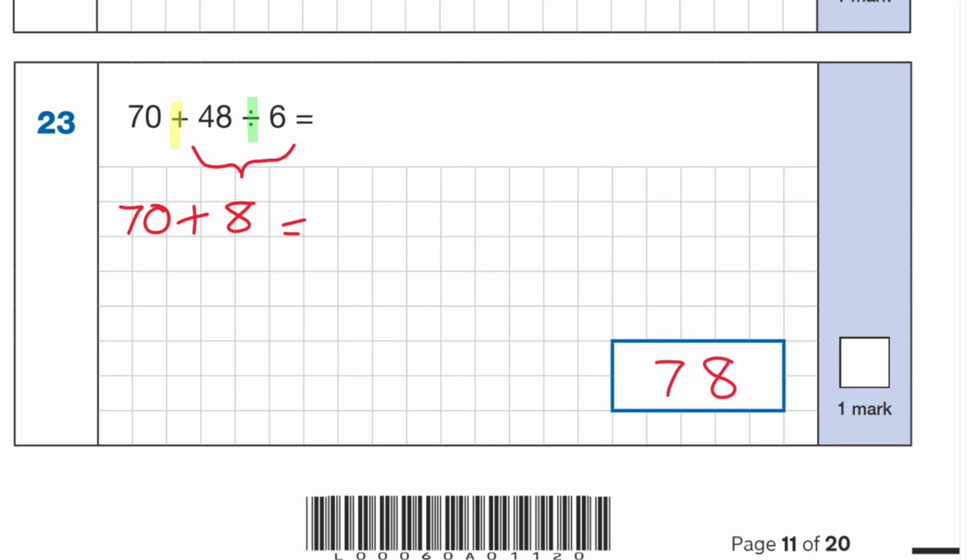If you had done 70 plus 48 first, and then you had written 118 divided by 6, you would have ended up with a number with a remainder or a decimal number. It would have been incorrect. So make sure you understand the correct order of operations so that if you have a question like this, you answer it accurately.